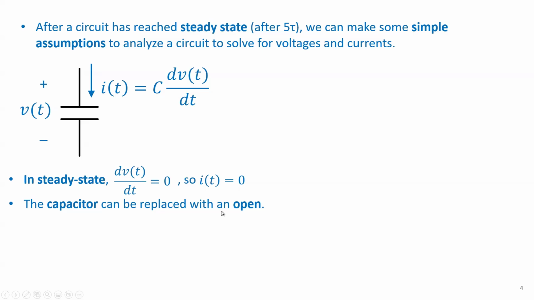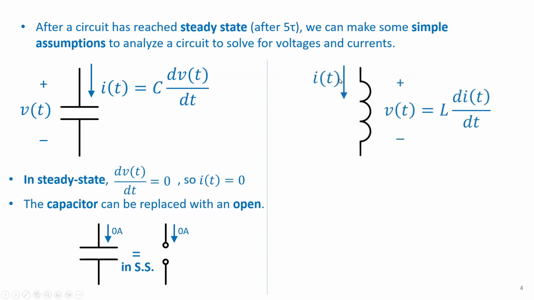Okay, so if you're asked in this circuit to calculate voltages and currents, and maybe there's a capacitor in there in the steady state, then you take all the capacitors and you replace them with opens, right? Because both of these on the left and right of this equal sign in the steady state cause 0 amps to flow, okay?